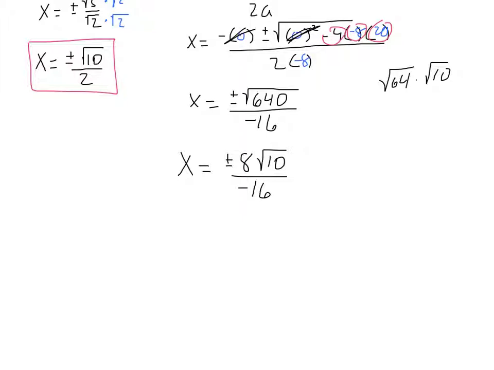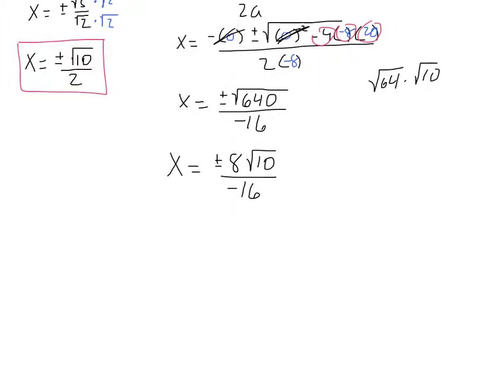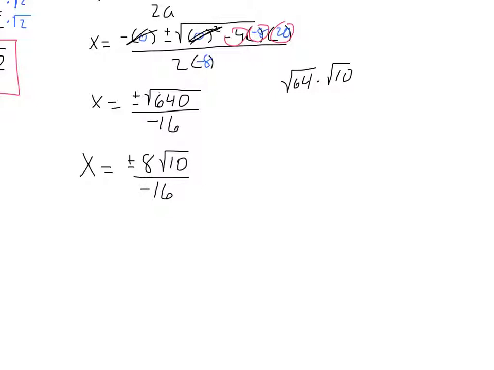Now we need to reduce. We can break this into two numbers. Our two answers are going to be positive 8 square root of 10 over negative 16 and negative 8 square root of 10 over negative 16.